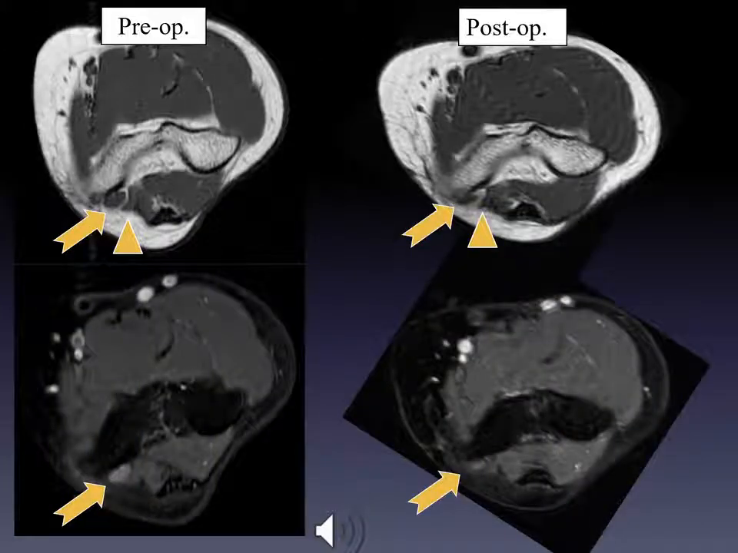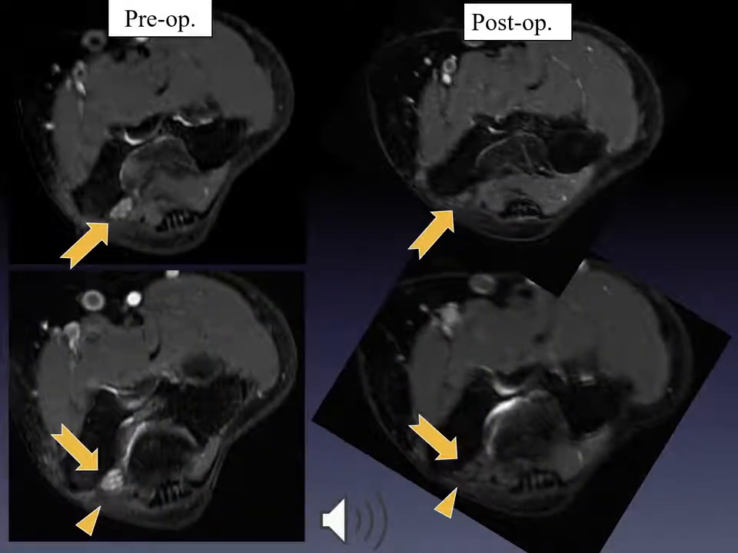Here we can see a comparison between the pre- and post-operative pictures. The arrow points to the ulnar nerve, which is no longer swollen in T1 in the post-operative, and no longer hyperintense in T2 with fat saturation. The arrowhead points to the triceps medial head, which is no longer prominent after the plastic surgery.